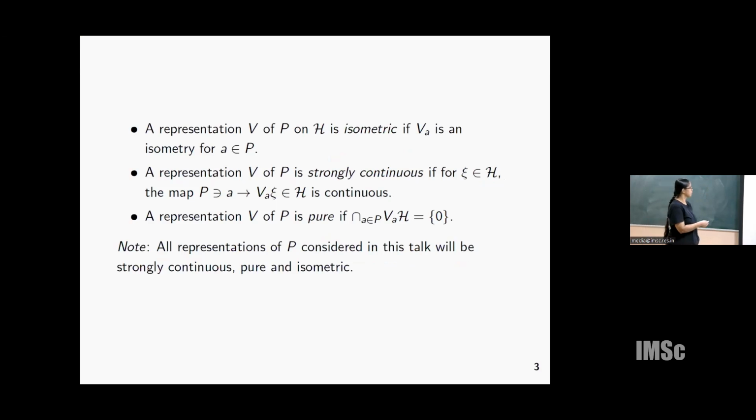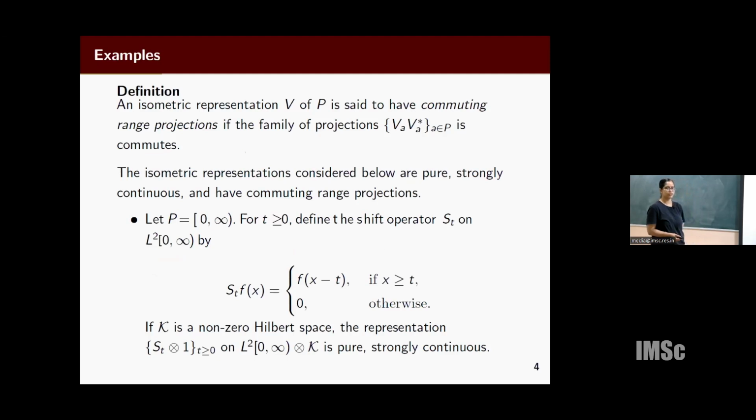It is an isometric representation if each of the V_a is isometric. It is strongly continuous if for each xi in the Hilbert space H, the map which takes a to V_a xi is continuous, and it is pure if the intersection of the ranges of V_a is trivial, which is equivalent to the definition that he has given. It was a bit different. So the representations that will be talked about will all be strongly continuous, pure, and isometric, and in the latter part they will also have commuting range projections, which is the same as saying the family of projections commutes.